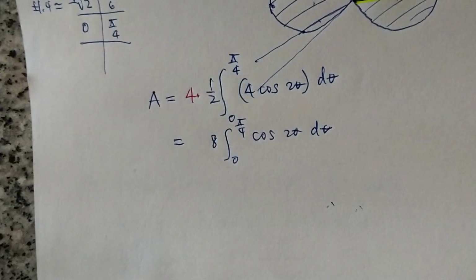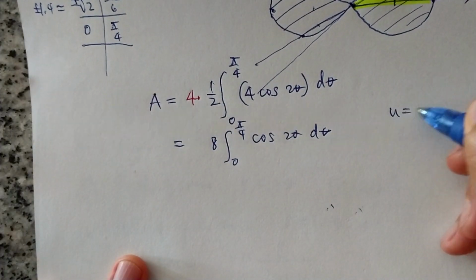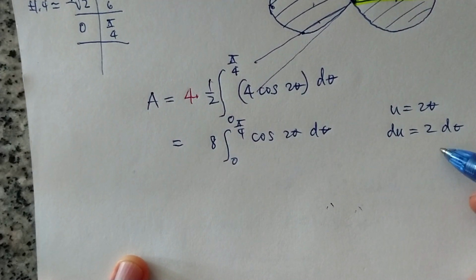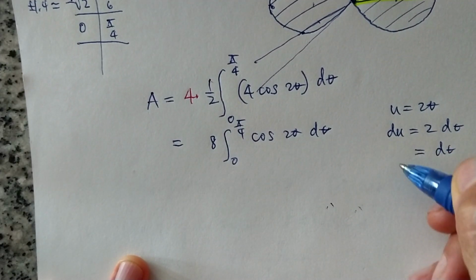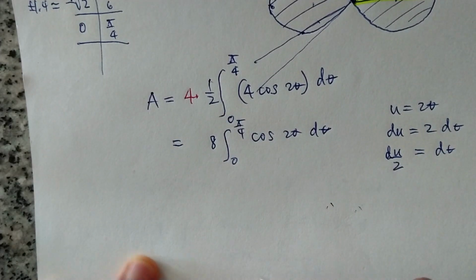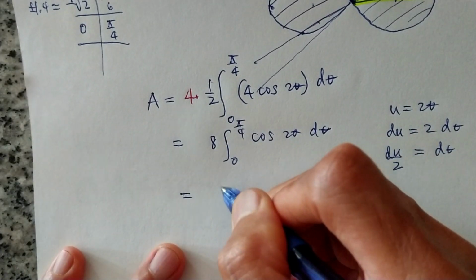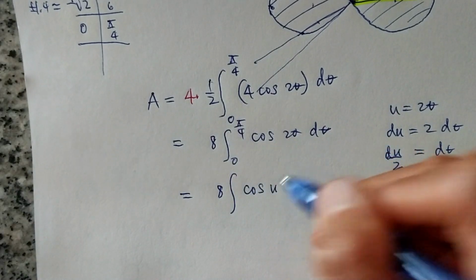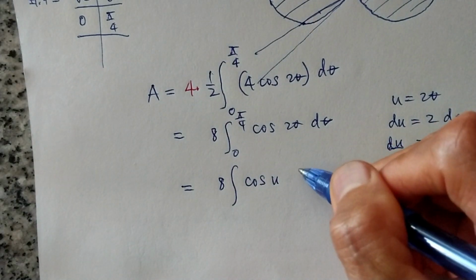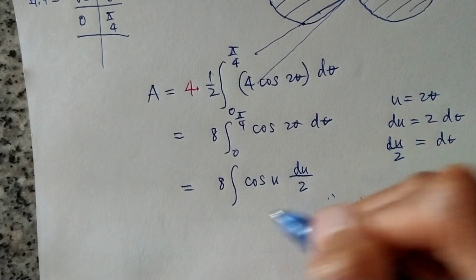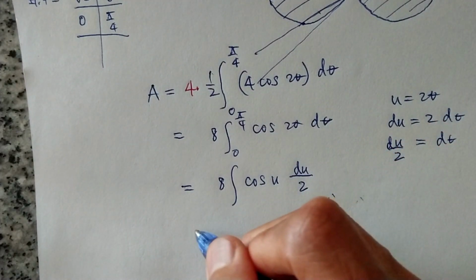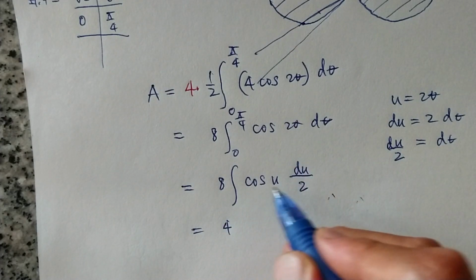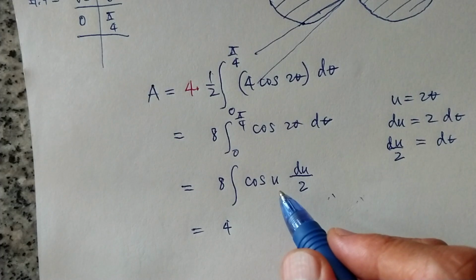We will use u substitution here. Let u be equal to 2 theta. du is equal to 2 d theta. So d theta is du over 2. So this becomes 8 cosine u, and d theta is du over 2. We can pull out that 1/2, and so this becomes 4. And the integral of cosine u is sine u.